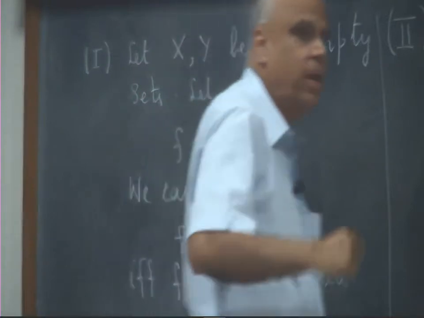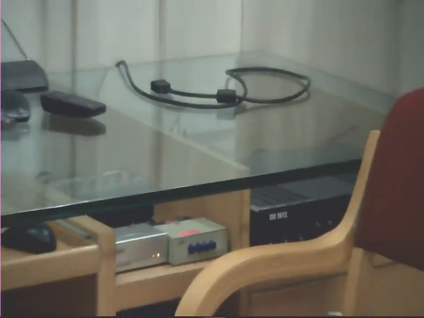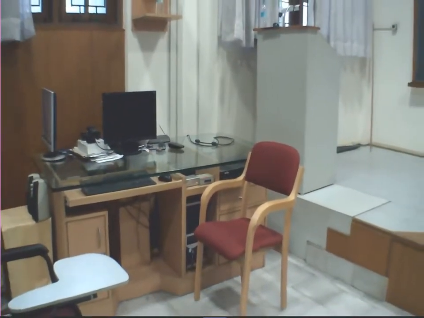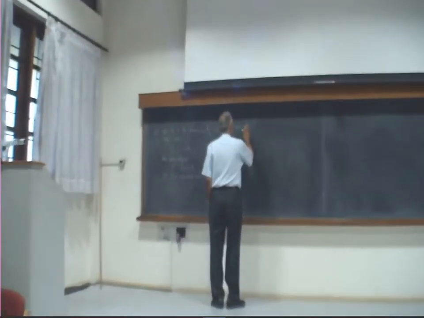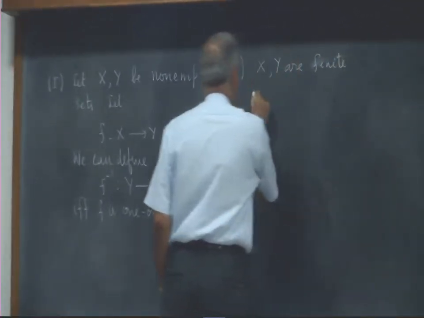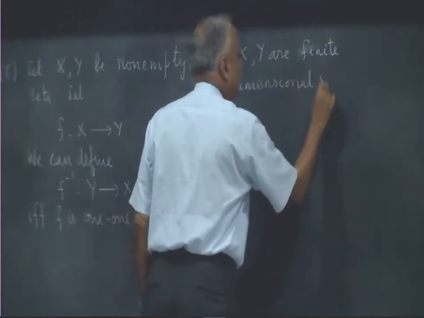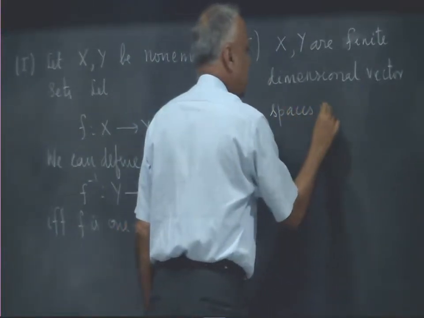Suppose I have X and Y as vector spaces. Okay, X and Y are vector spaces. They have more structure. Previously it was just raw sets. Now these sets have more structure, they are vector space structures. So therefore X and Y are, let me say, finite dimensional. Even among vector spaces, we will look at finite dimensional vector spaces over some field F.